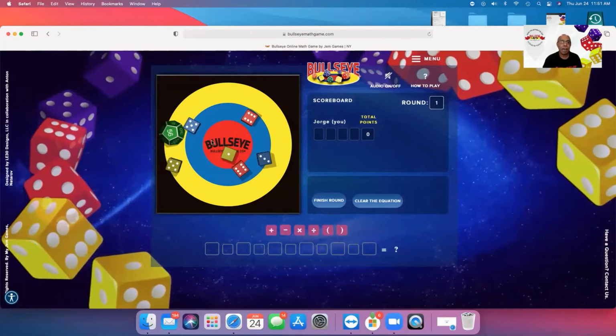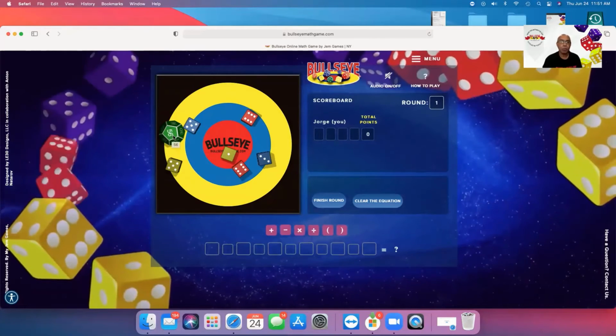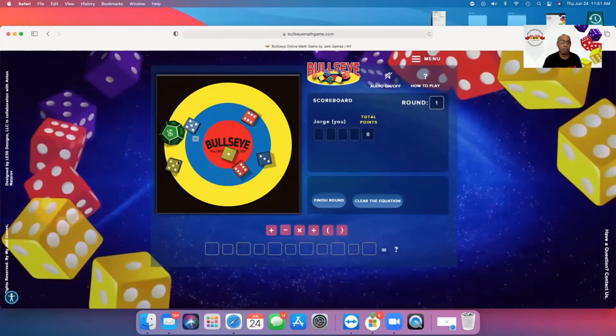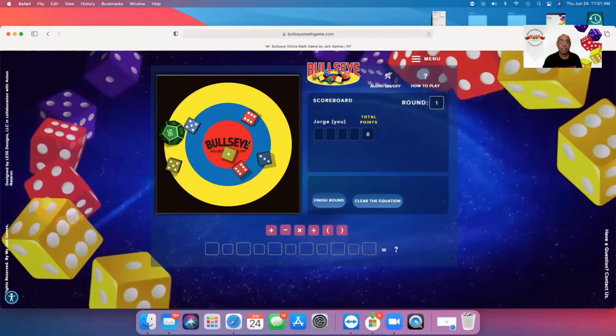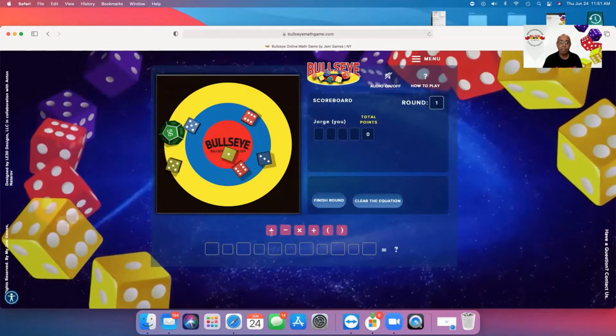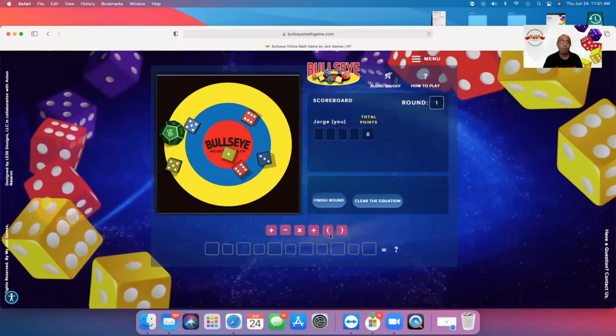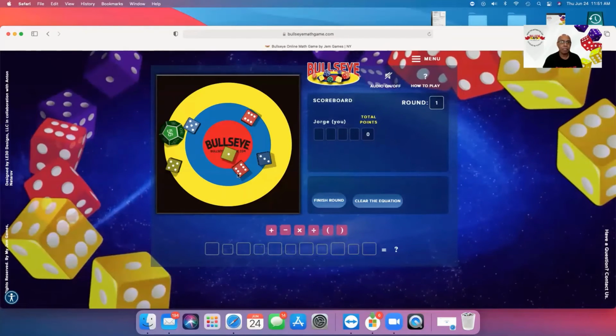Okay, so in our first round, our bullseye number is 56. So what numbers do we have on our dice? We have double 5s, double 6, a 1, and a 3. So here we have addition, subtraction, multiplication, and division, and then we have our parentheses. All right, so let's see what we can do here.